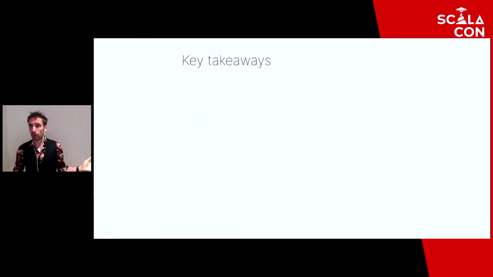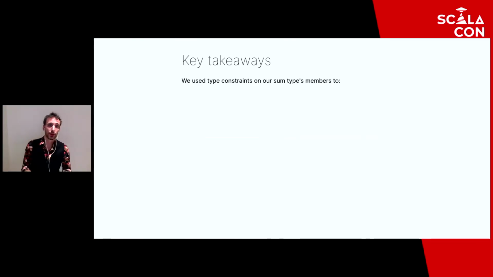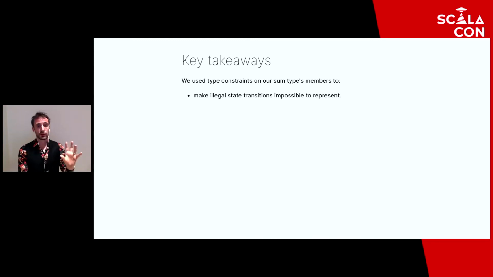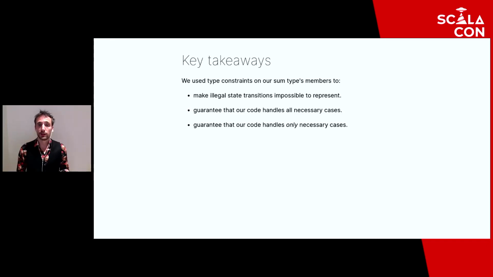And what have we learned? We've learned that we have used type constraints on our sumtypes members to make illegal state transitions impossible to represent. Because now we can't compose start and start, for example. We also have used it to guarantee that our code handles all necessary cases, but only necessary cases, which are very good guarantees to have. Because we have to do all the work, but not more than that.